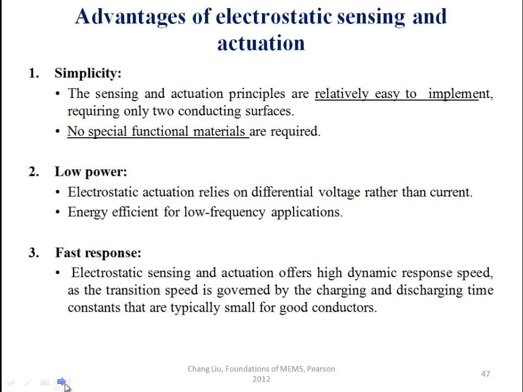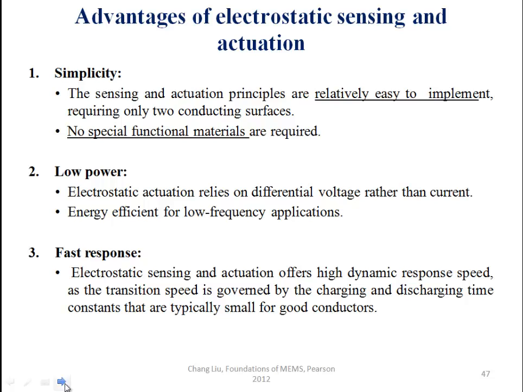Then come some of the advantages of electrostatic sensing and actuation. First one is that it is very easy to implement such capacitors, and we don't need any specific materials. So it is very simple to implement this type of sensing. Then comes low power. Low power means here we are mainly focusing on differential voltage. They are also very energy efficient, especially in low frequency applications.